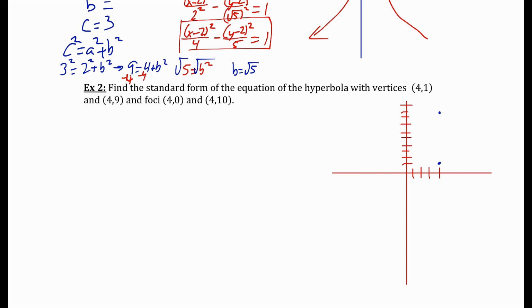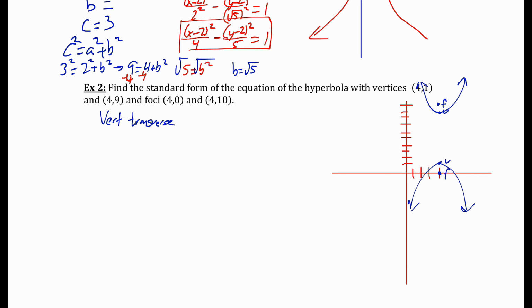And then we have foci at 4, 0 down here. That's a focus. That's a vertex. And another one at 4, 10. Again, that's a focus. That's a vertex. So in general, it's going to open up in that direction. We'll get more precise with this in a little bit. In fact, I'd be pretty rough with my sketches right now. So this is, again, a vertical transverse axis, because our x values are the same.